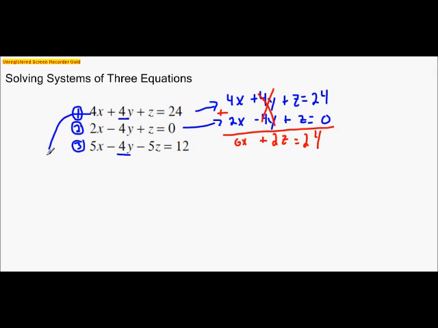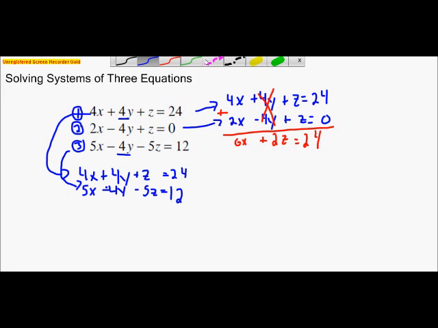Okay? So let's see if I can do that here. I'll have 4x plus 4y plus z equals 24. And then I'll take equation number 3 and put it underneath it. 5x minus 4y minus 5z equals 12. Okay, and what I'm going to do here is get a different color here. I'll use red again. And I'm going to add these two equations together. And so I'll put my add sign here so we know.